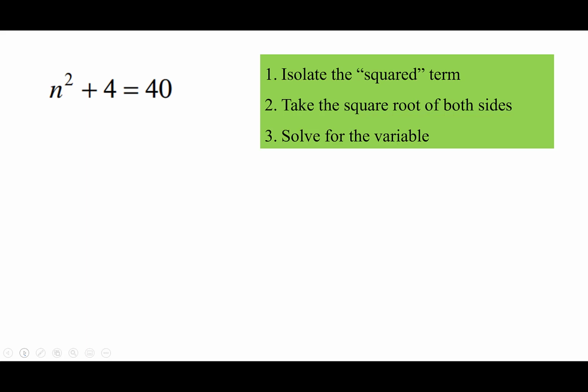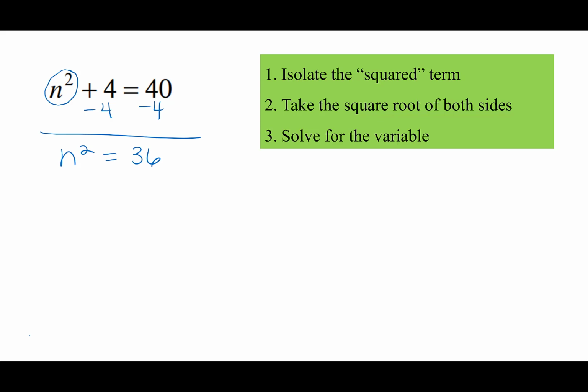Okay, first let's talk about the squared term. That term is the term or the number or the letter where the exponent 2 is connected. And so in this problem, n squared is that term. And so we're going to isolate it, which means to get alone. So the first thing is to subtract 4. Then we have n squared equals 36.